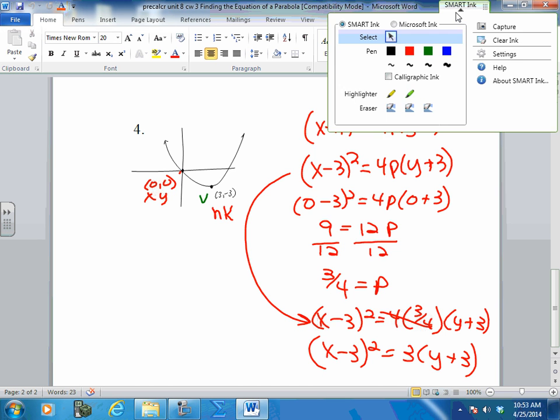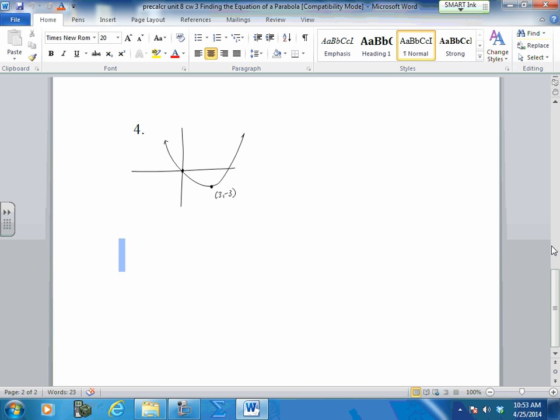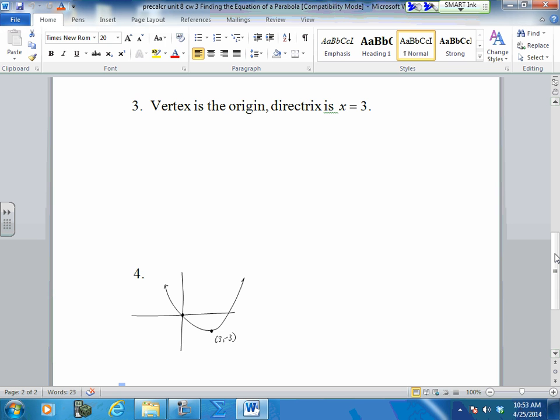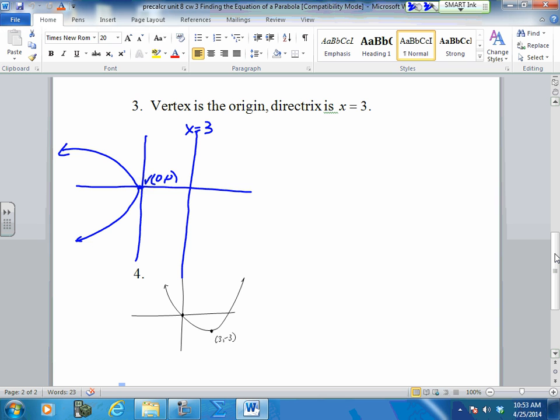Okay, well, let's try the next one. Next one has a directrix to it. The vertex is the origin. So let's start at your origin. And the directrix is a line x equals 3. And this is my vertex. Which way is my parabola opening up? To the left. Good. It's got to be away from my directrix. It can't cut through my directrix, can it? So is there anything you can tell by looking at that?